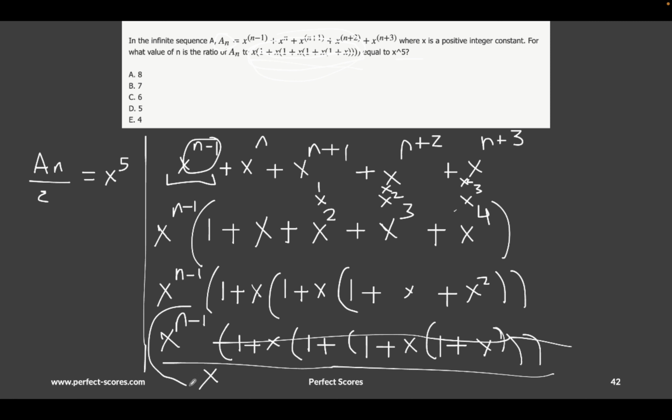So what is this part here? This part here is x to the power n minus 1 minus 1 because I'm just going to take this 1 to the top. So this is x to the power n minus 2, which is actually equal to x to the power 5. So that gives me n to be equal to 7. That solves it, right? So no need to plug in numbers here.